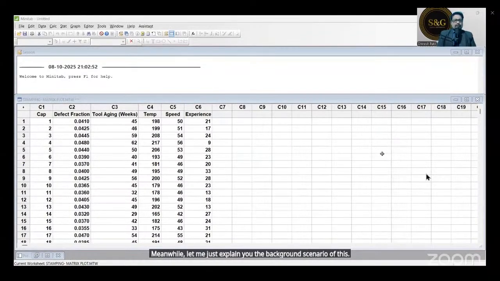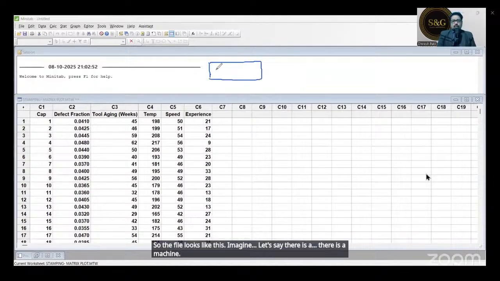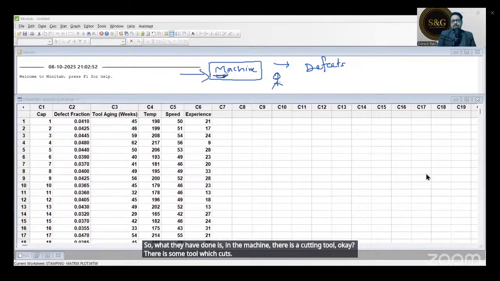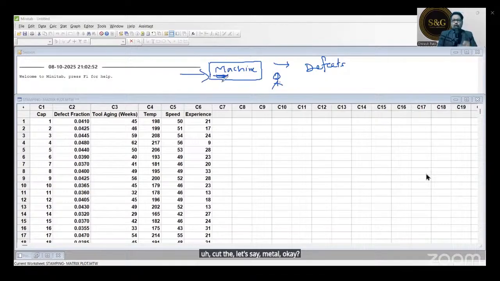Meanwhile, let me explain the background scenario of this. The file looks like this. Imagine there is a machine and there is an operator. There is the input, there is the output, and there is some defect coming in. In the machine, there is a cutting tool, some tool which cuts, let's say, metal, or gives shape to the article.